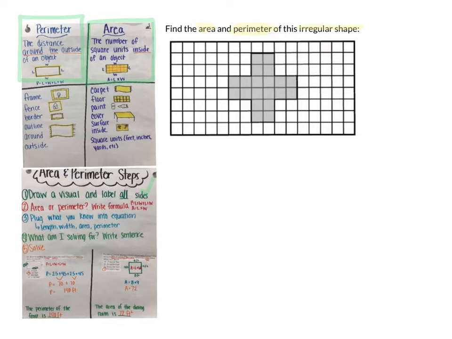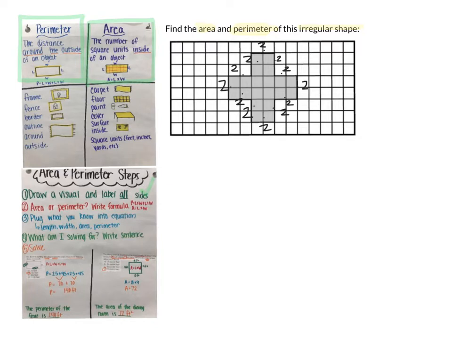So 2, 2, 2, and so on. All right, that's a lot of twos. So I've got 1, 2, 3, 4, 5, 6, 7, 8, 9, 10, 11, 12 side lengths, and they all measure 2.